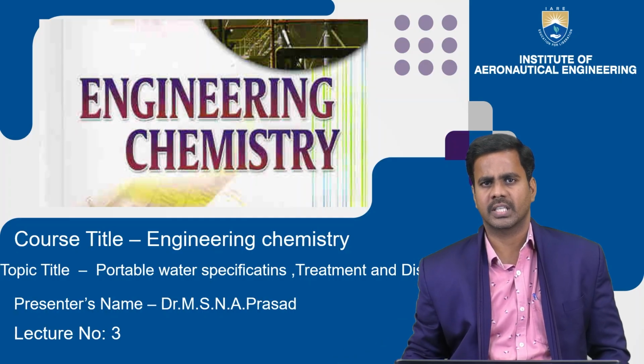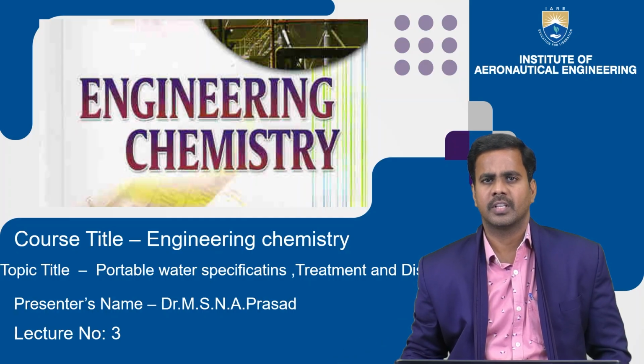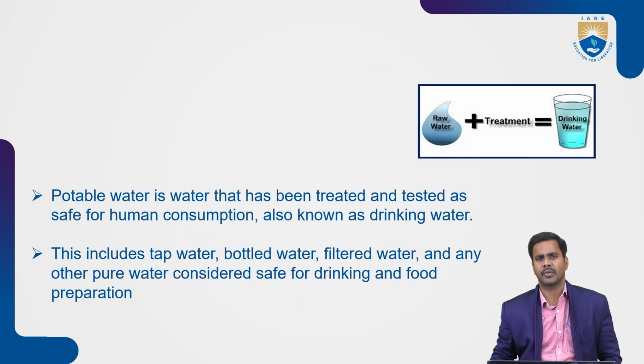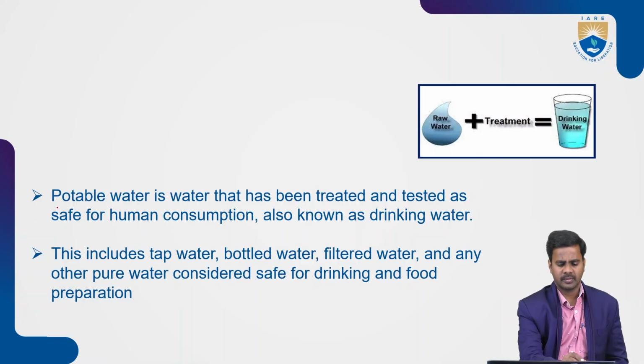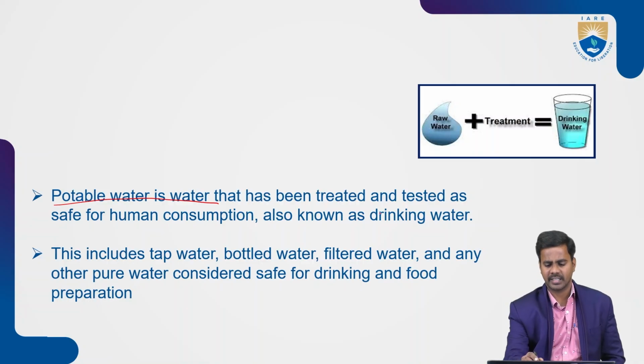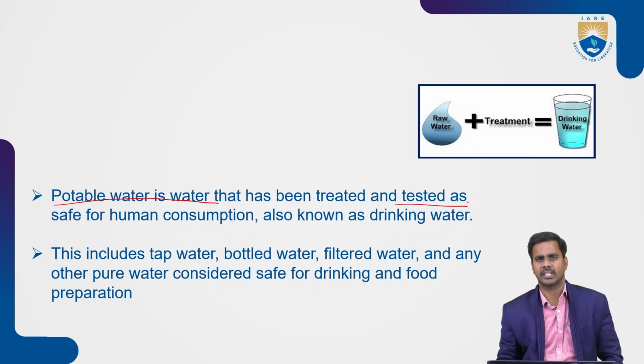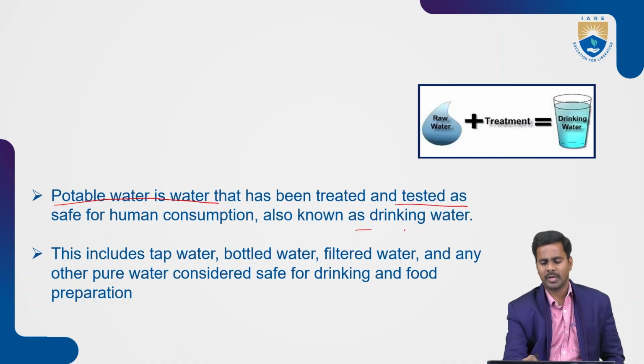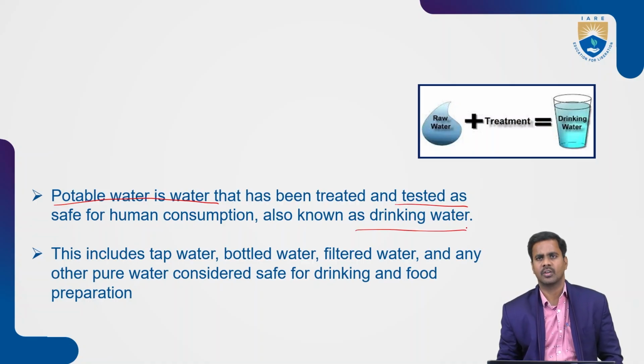Today, we are going to discuss potable water, its specifications, and treatment. Before going to the treatment of potable water, how can we define potable water? Potable water is water that has been treated and tested as safe for human consumption. That means water which is suitable for human usage is known as potable water.